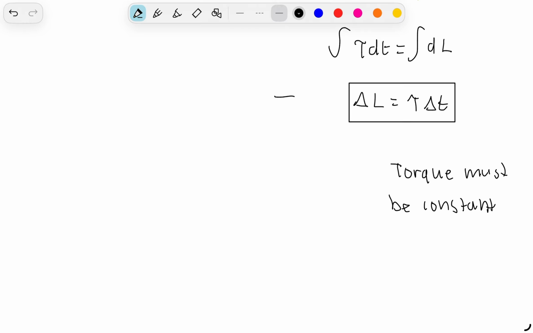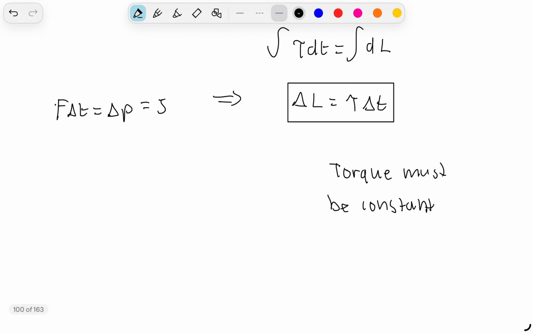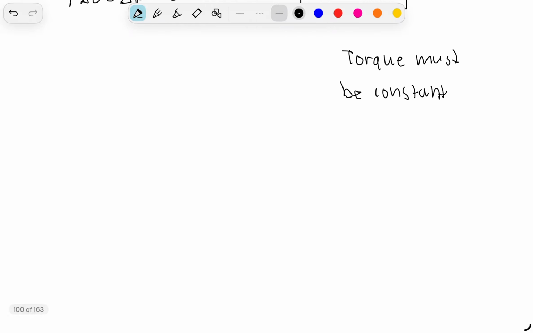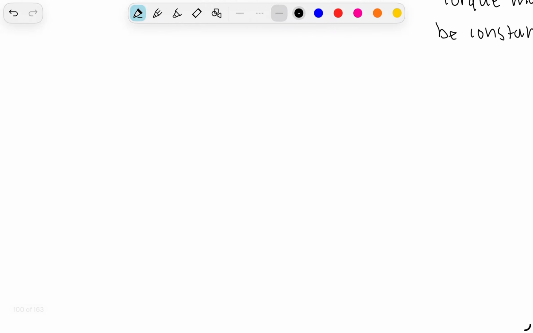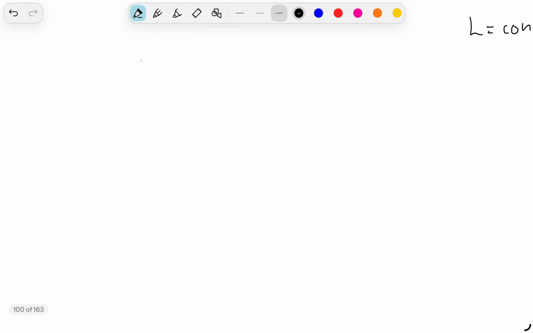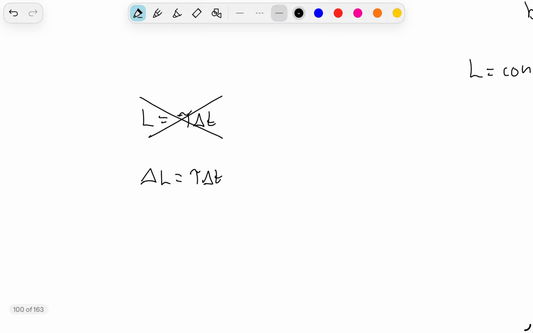You can also derive this by looking at the analogs, where we know that force delta t is equal to our change in momentum, which is our impulse. Rotationally, this would be our equivalent: delta L equals torque delta t. For AP Physics 1, what you should memorize is that torque has to be constant here. A mistake people usually make is saying L equals torque delta t. That's not right. Our equation is delta L equals torque delta t. Only the change in angular momentum depends on torque, not purely angular momentum.